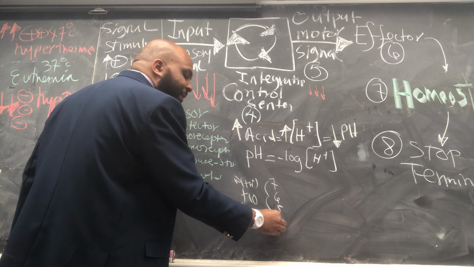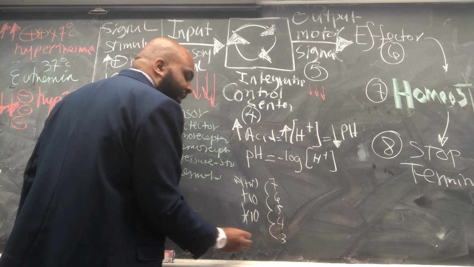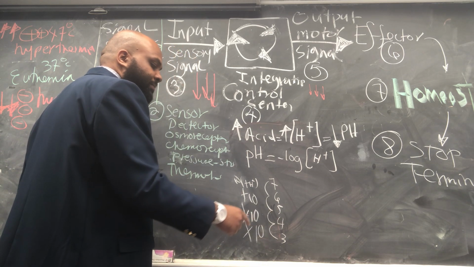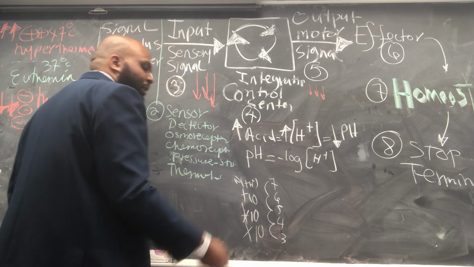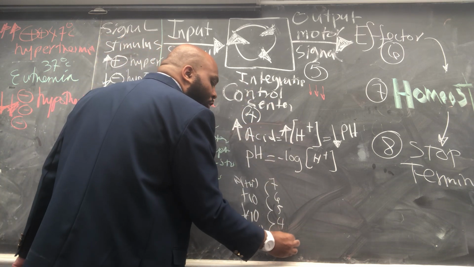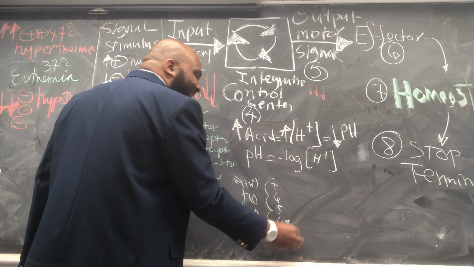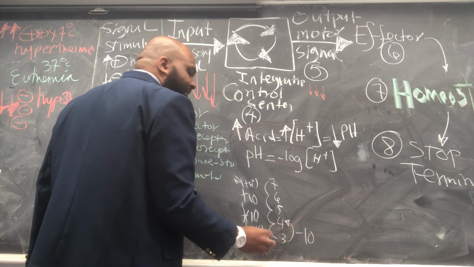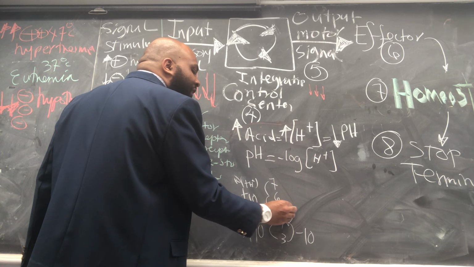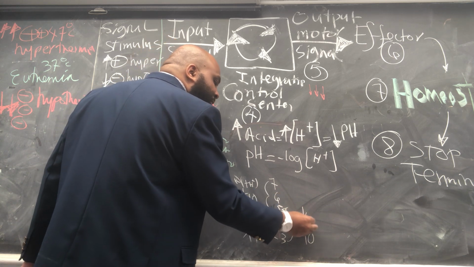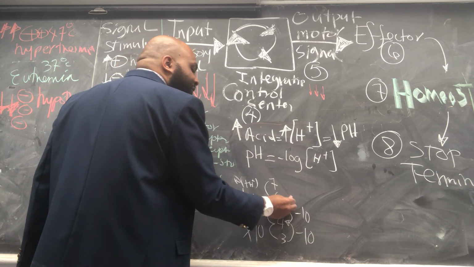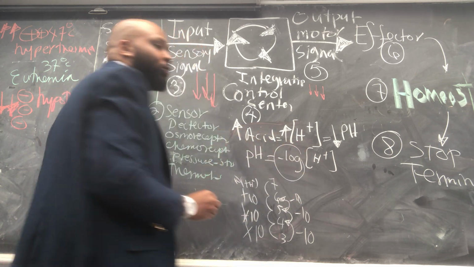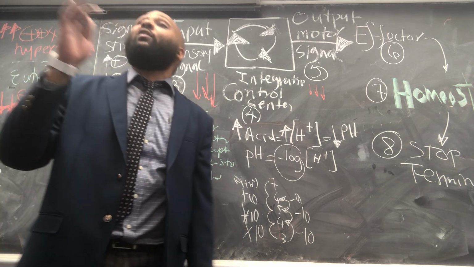If you drop from pH 4 to pH 3, you increase the hydrogen proton by 10. What if you go the other way around? If the pH goes up by 1 unit, then you drop the hydrogen concentration by 10. If you go from 4 to 5, you drop the hydrogen proton by 10. If you go from 5 to 6, you drop the hydrogen proton by 10. That's what the log is for, that we're going by 10 orders of magnitude.